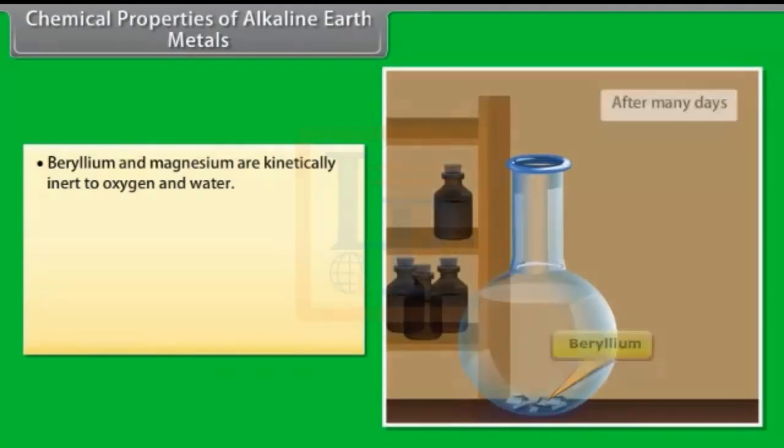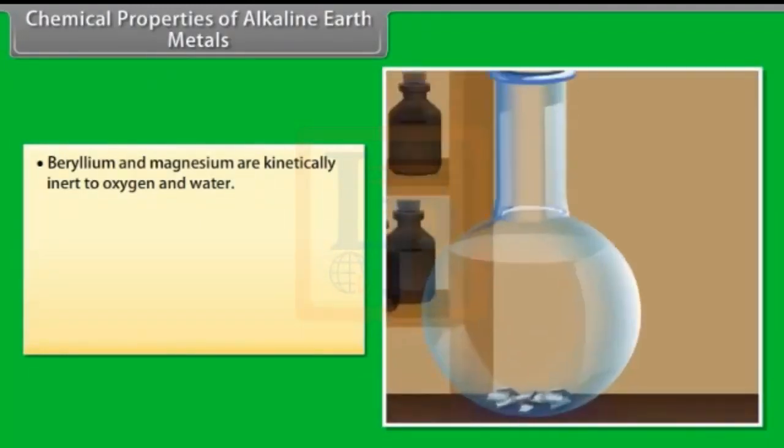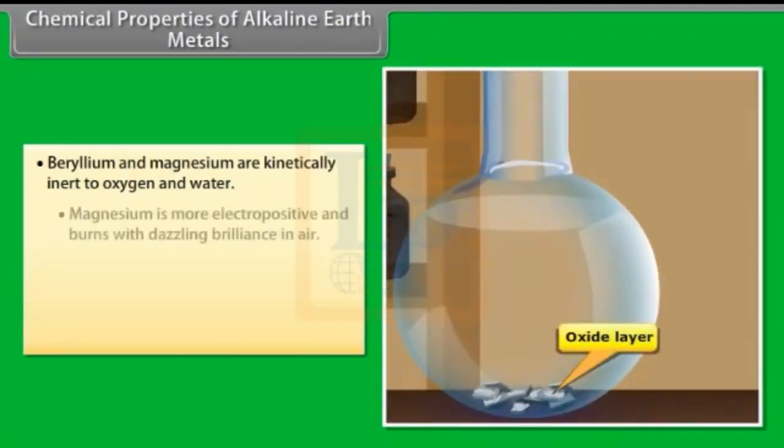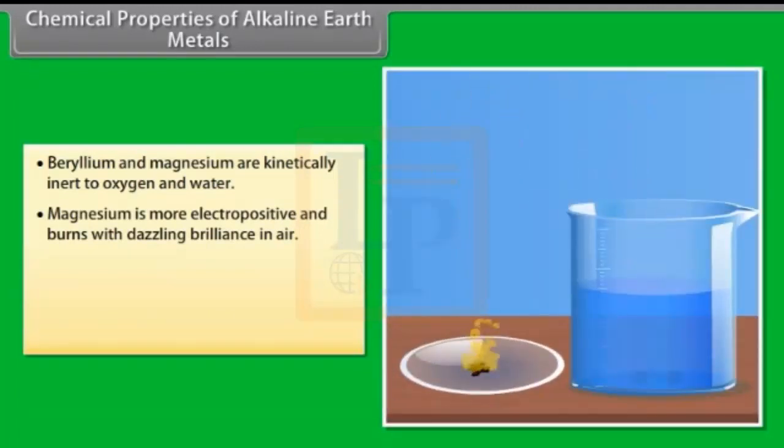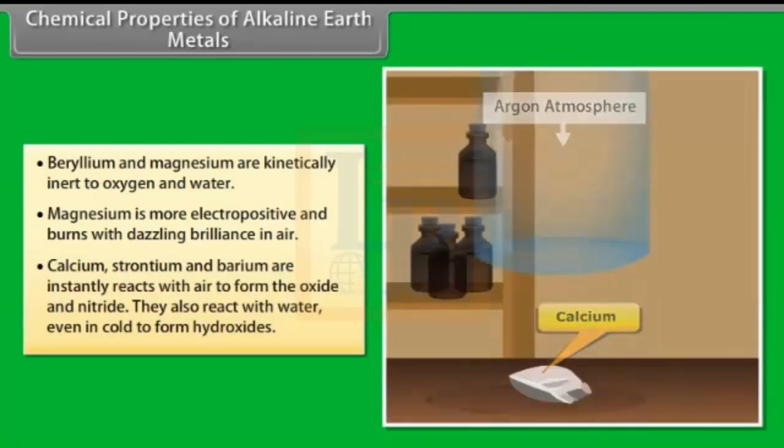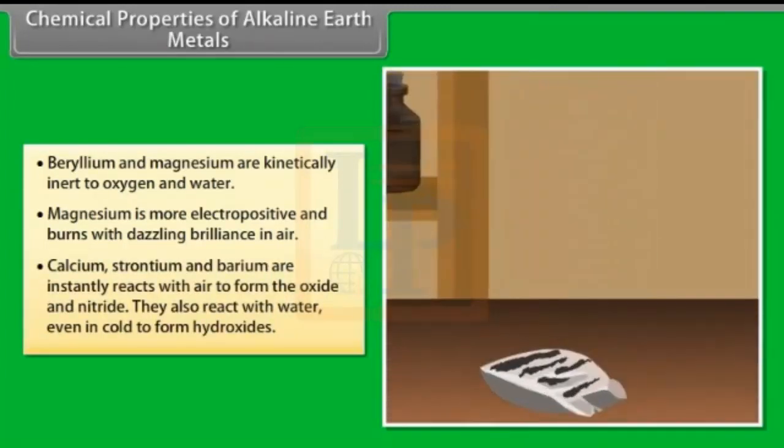Chemical properties of alkaline earth metals. Beryllium and magnesium are kinetically inert to oxygen and water. Magnesium is more electropositive and burns with dazzling brilliance in air. Calcium, strontium and barium instantly react with air to form the oxide and nitride. They also react with water, even in the cold, to form hydroxides.